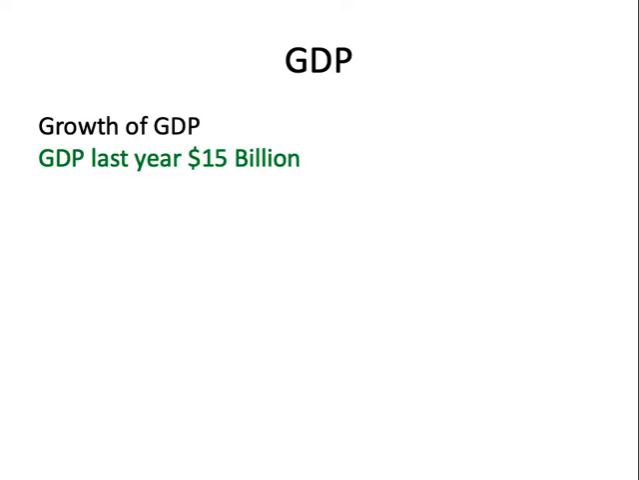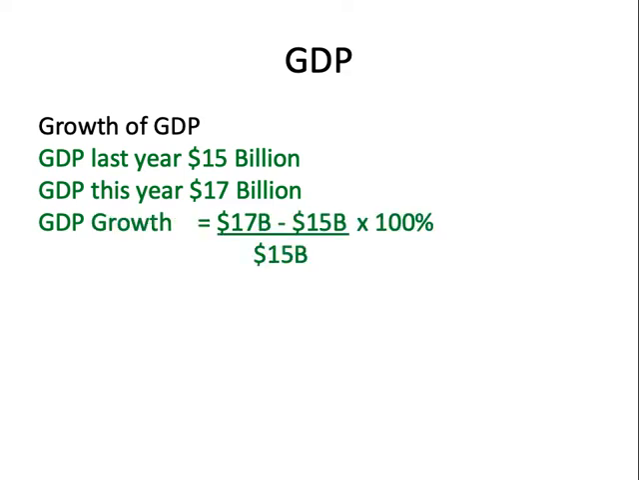So let's say that last year GDP was $15 billion, okay? And if this year GDP is $17 billion, our GDP has gone up $2 billion, okay? And so if we put it into our calculation, we say GDP this year is 17 billion minus GDP last year of 15 billion divided by GDP last year of 15 billion times 100% gives us a growth rate of GDP of 13.3%, okay? And that's enormous, right? And so if we just looked at that for what it's worth, it says that our GDP, our economy, our output has grown by 13.3%.